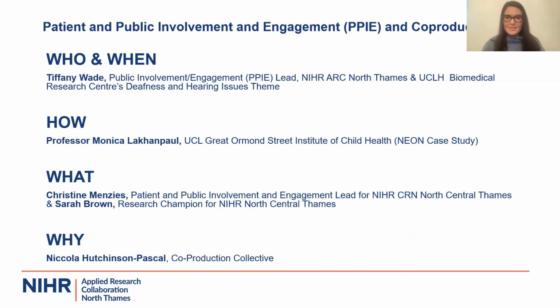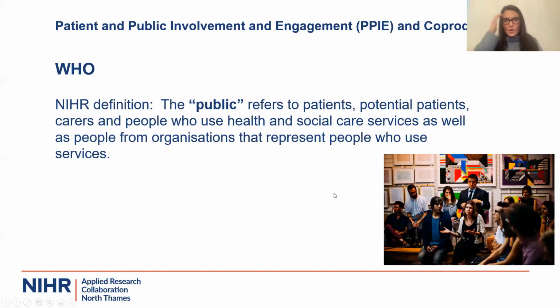And if we move on to the next slide, I'll just dive straight in, and then I'll introduce people as we go along. So this is the NIHR definition of the public, and it refers to patients, potential patients, carers, people who use health and social care services, as well as people from organisations that represent people who use those services. So for example, that last part could include, say, a charitable organisation who represents a particular group or community.